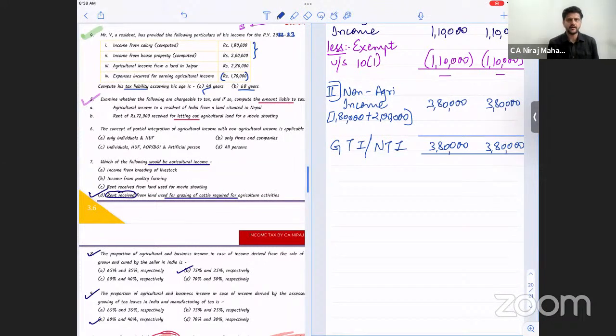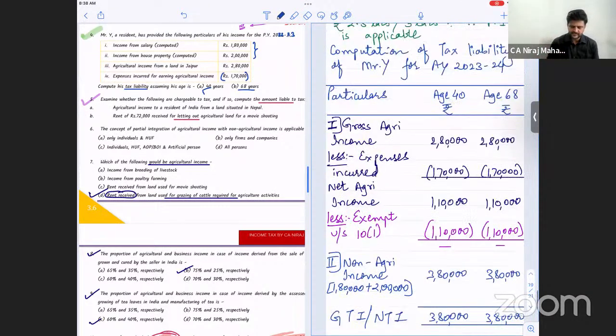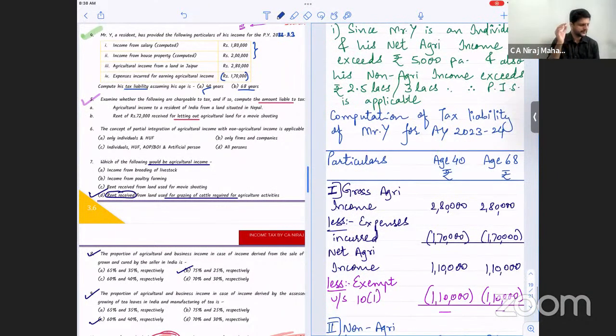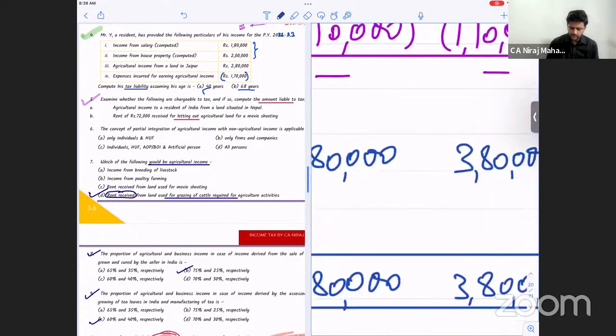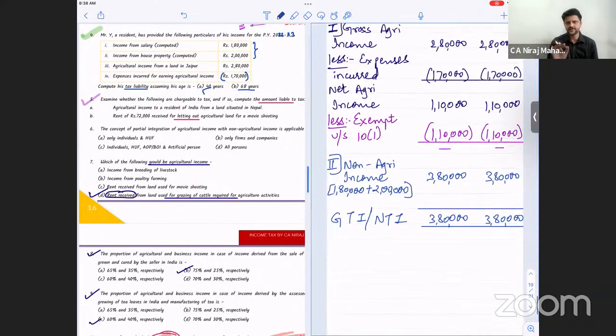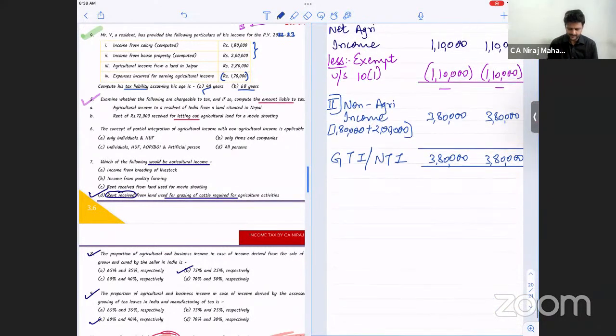Now, normally speaking, we would have seen that the tax liability here should be nil. But that is why you have to be careful whether partial integration scheme is applicable or not applicable. Applicable, because of the reasoning we have written here. Individual, correct. Earlier, agri income is more than 5,000. Non-agri income is more than the basic exemption limit. Partial integration scheme is, bachcho, applicable. So write down now: tax liability calculation.